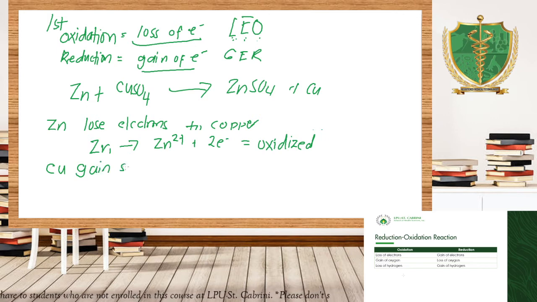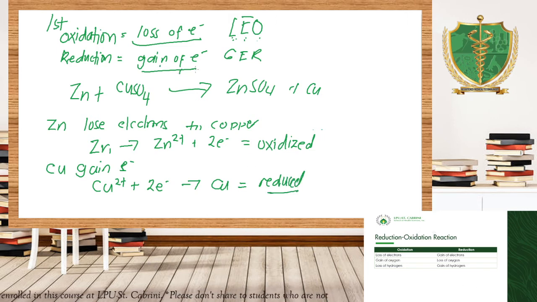Copper gains electrons. So, copper plus 2 electrons will become what? This will become copper, and that is reduced. Bakit reduced? Gain of electrons, reduced. Okay? Gain of electrons, reduced.